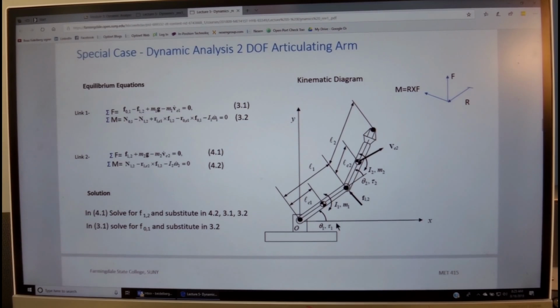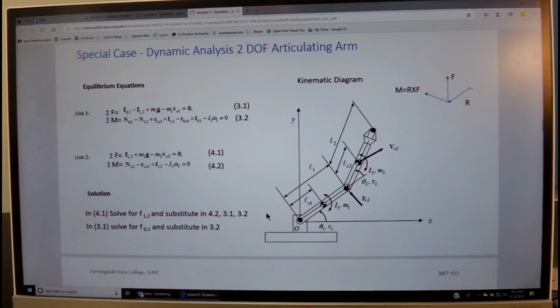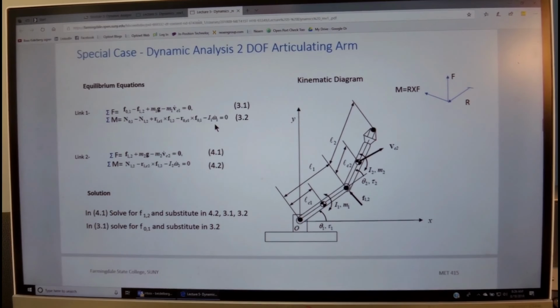And when we look at the equation of moments of the first link, we see that the motor torque, or the torque of the previous link acting on the first link, is N01, plus we have the torque that the second link is acting on this link, which is N12, and we have the torque that the reaction force is acting on the center of gravity of link 1, which is R1C1 cross F1, and we have also the torque that this force is acting on the center of gravity, which is minus this vector arm cross F01, and then we have minus the moment of inertia of link 1 times the angular acceleration of link 1.